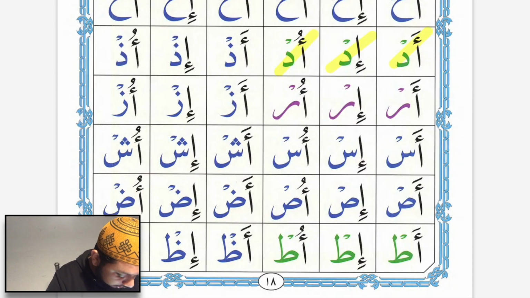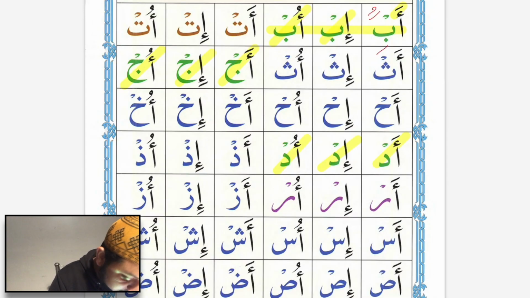Now we'll move on to the Ta. Hamza, Fatha, Ta, At. Hamza, Kasra, Ta, It. Hamza, Dhamma, Ta, Ut. Qaf has not been included by the author on this page, but if we were to still say it, it will be Hamza, Fatha, Qaf, Aq. Hamza, Kasra, Qaf, Iq. Hamza, Dhamma, Qaf, Uq. And now we'll proceed with the rest of the lesson.